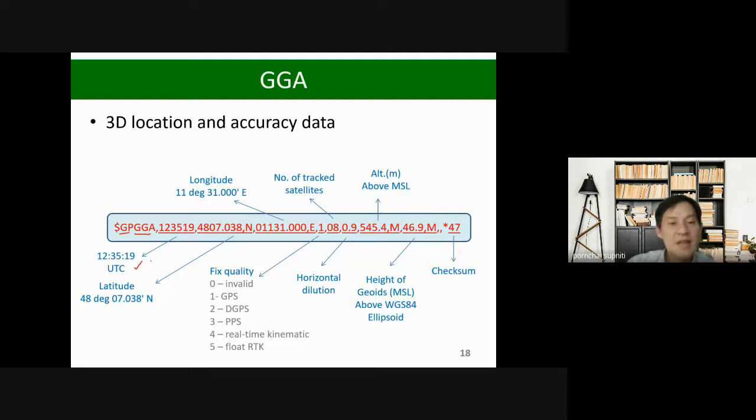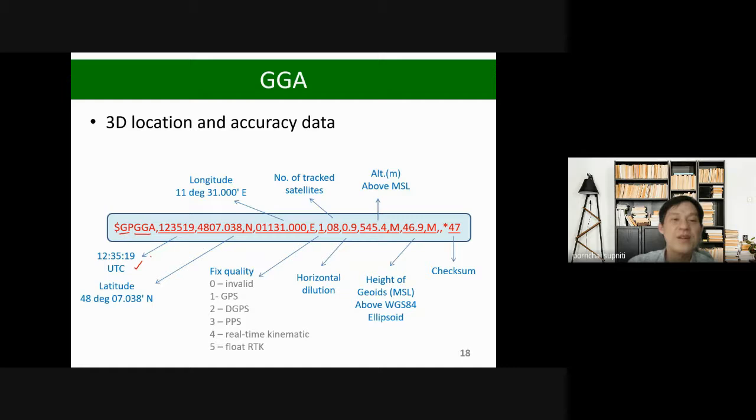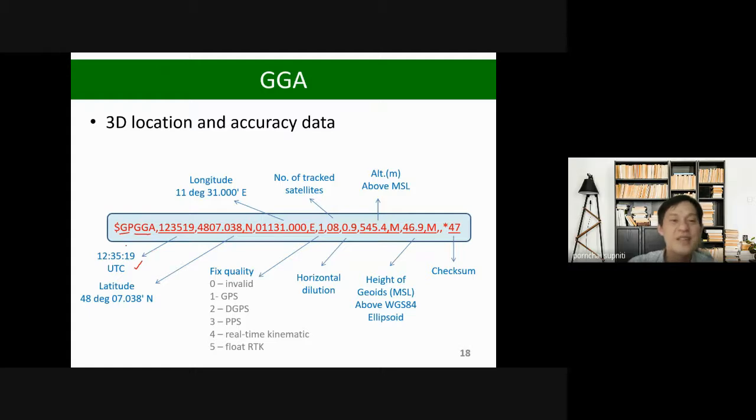In Thailand, what is the time compared with UTC? Do you remember? Plus what? +7. Yeah. So how about in Myanmar? +6:30. Yeah, 6.5, right? Exactly, 6.5. So here, the first term, the first set of numbers, is the time: hour, minutes, and then seconds.